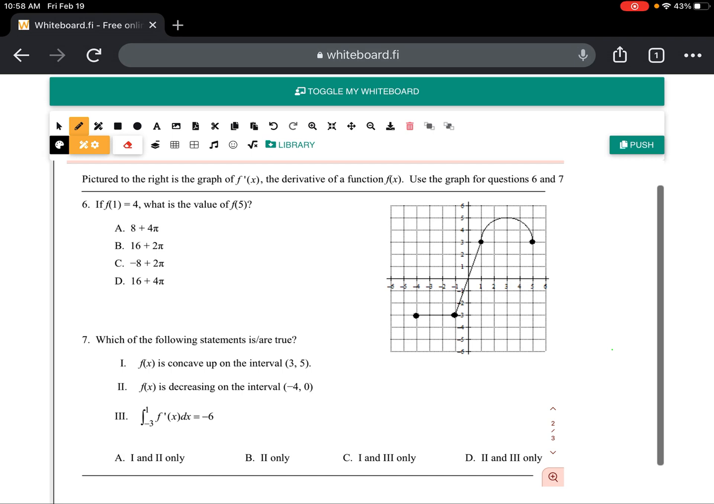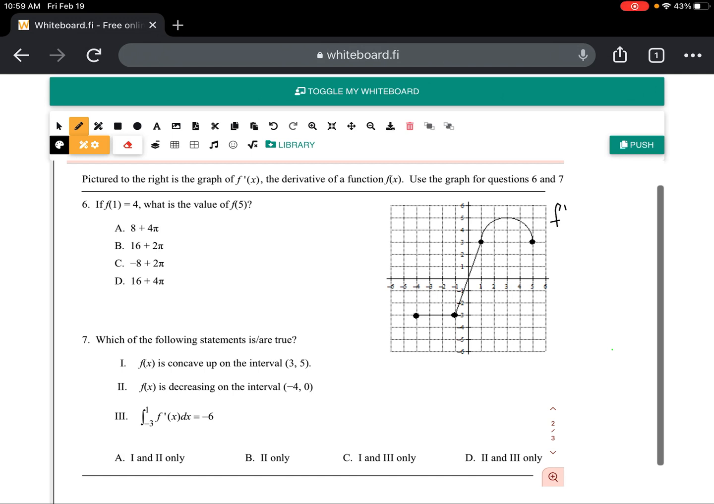Picture to the right is a graph of f prime of x. So I'm going to put f prime over there on the graph. It is the derivative of the function f of x. Since we know that f prime is the derivative of f, we know that f had to be differentiable. Cool. That means that f is continuous. Yay. We also can see that f prime is continuous. Sweet. Use the graph for questions 6 and 7.